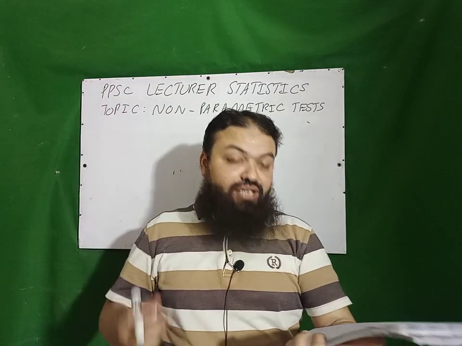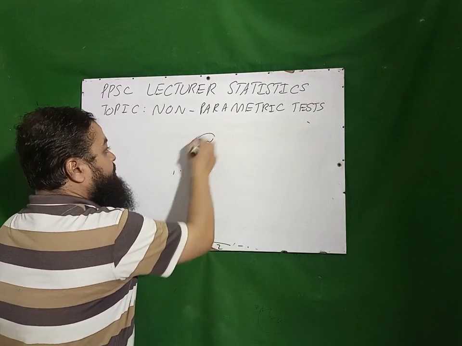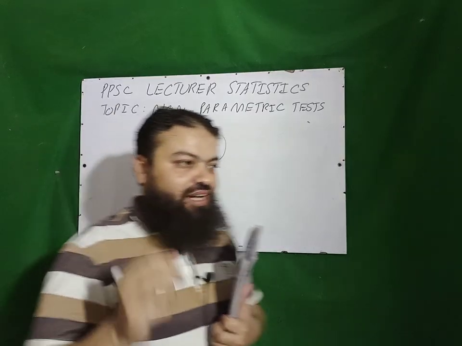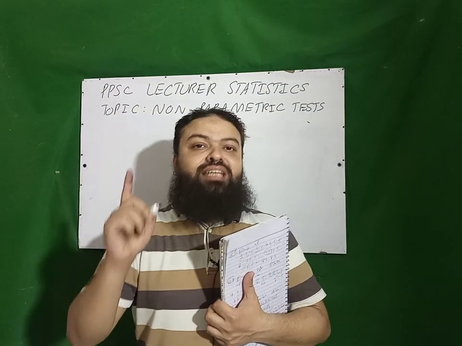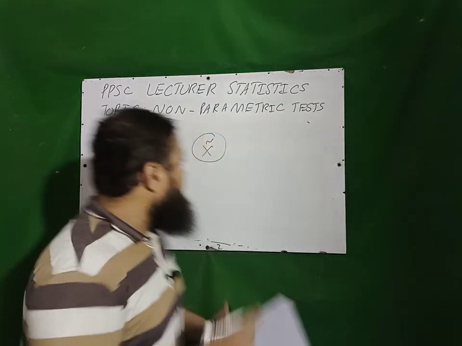Next, we find the confidence interval for the population median. Please keep in mind, we are talking about the median. We find the confidence interval for the median, not for the mean. Next question is very, very important.